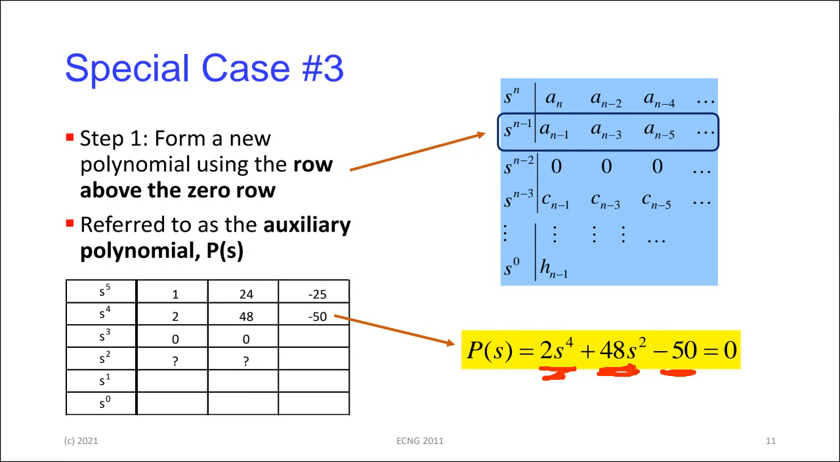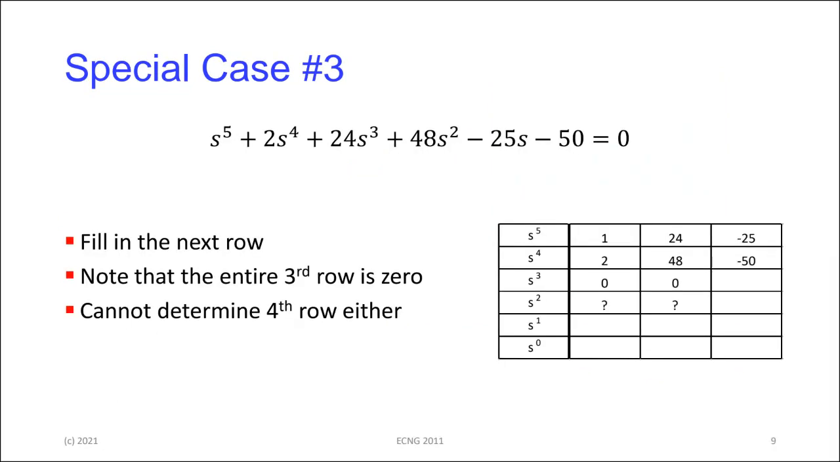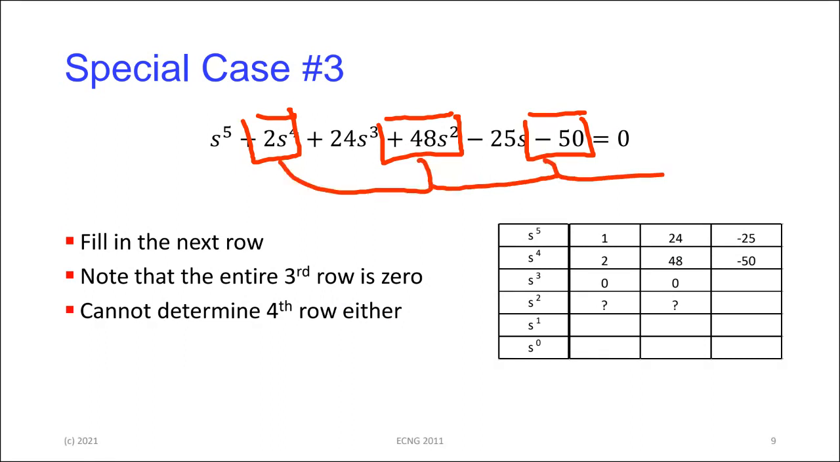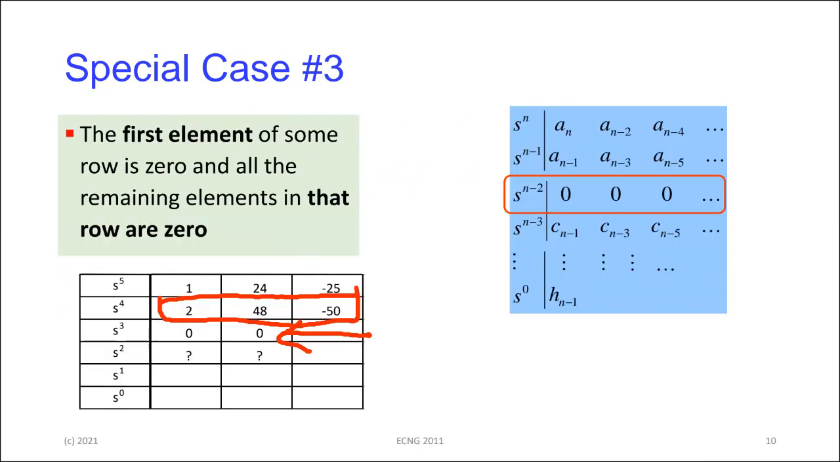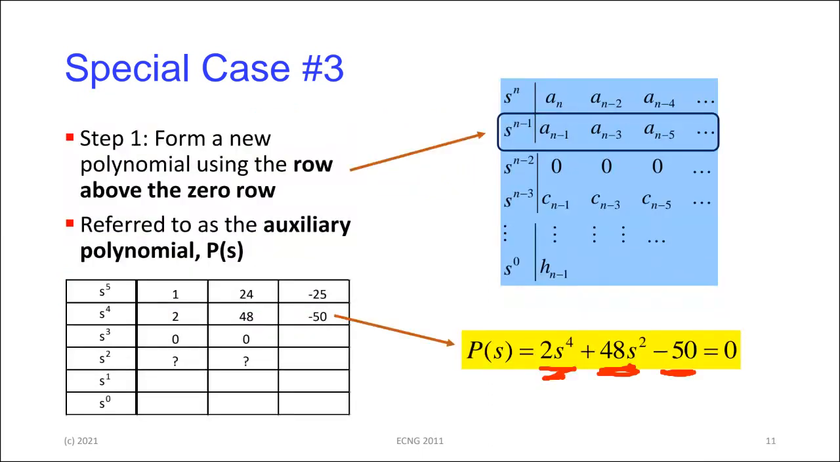And remember, this is part of the big polynomial. Look here: 2s to the power 4 plus 48s squared minus 50. So we're just extracting this from the main polynomial. We extract it by looking at the table itself, which is easier to do there, and we call this the auxiliary polynomial now. Again, this is all part of the polynomial theory. We don't need to know how it works; this is straight application of the theory. You'll meet some of this on why it works in advanced controls, but not here, and not in your second year controls.